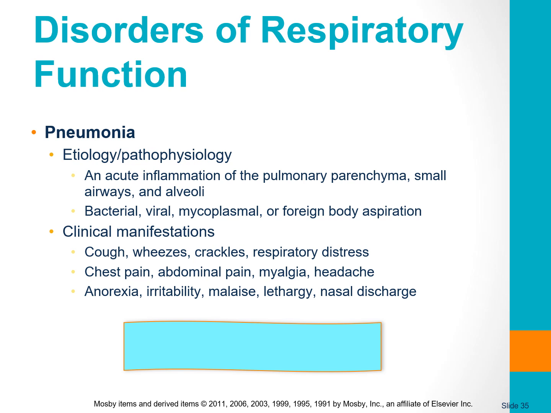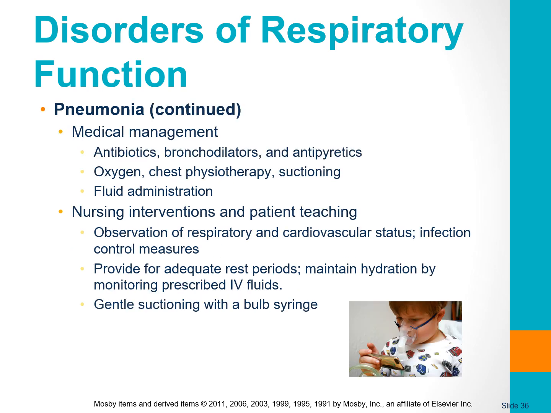Why does it happen? Typically bacterial, can be viral pneumonia or fungal, or can be caused by foreign body aspiration. How does it manifest itself? Again, this should be review, but this is cough, wheeze, crackles, increased secretions, respiratory distress, chest pain if the child is old enough, abdominal pain, headache, anorexia, failure to thrive, irritability, lethargy, nasal discharge. This is most common during respiratory season or winter months. Viral is more common than bacterial, unfortunately, and RSV is one of the biggest causes of pneumonia in children and infants. How do we manage this?